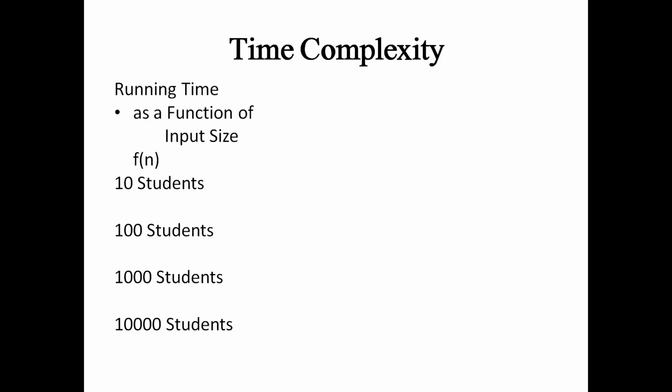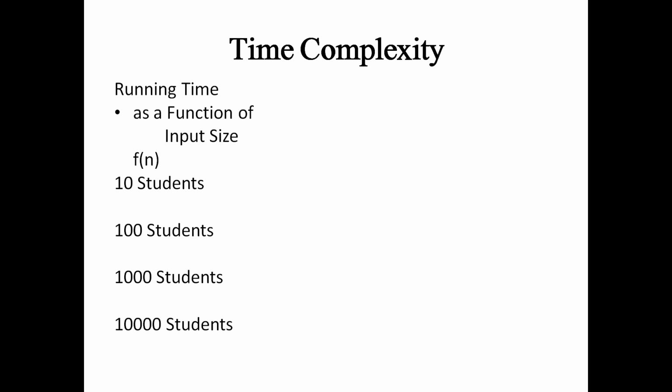Let's first discuss time complexity. Time complexity represents the running time of a program as a function of input size. Don't worry about the formal definition. Let's understand with an example. Suppose you are searching for a student record. If there are only 10 students, the search is quick. If there are 100 students, it takes more time. If there are 10,000 students, it takes even more time. As the input size increases, the running time changes. This relationship between input size and running time is called time complexity.